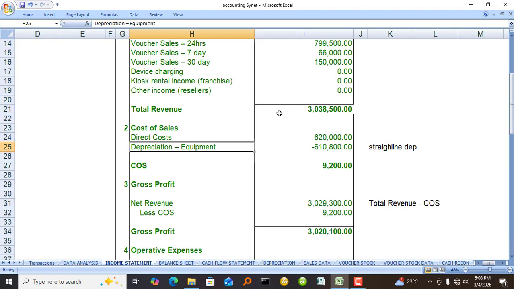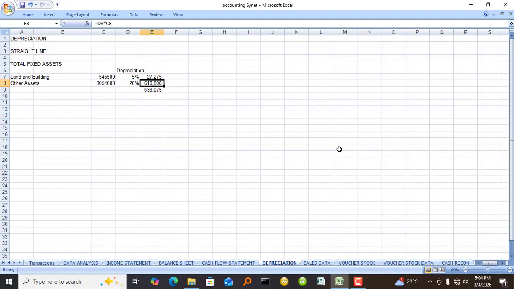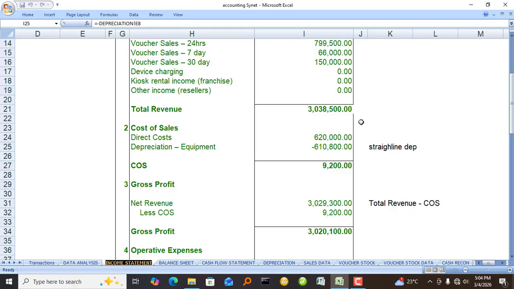Where is it? Here. That's very interesting. I have to look into that. This is a depreciation. Okay, let's see where that's coming from. Okay. It's supposed to come from here. So I have to correct that.